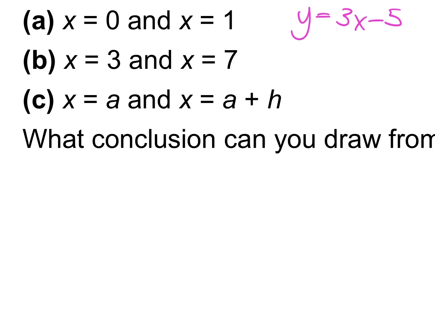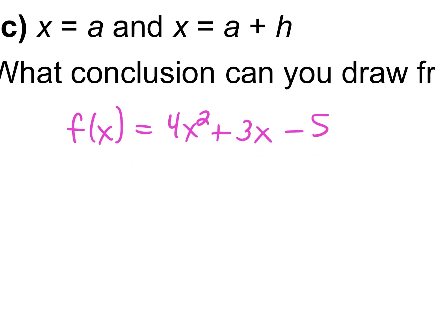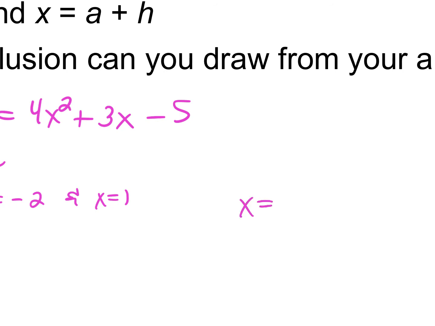So let's change this. Let's change our function to f of x equals 4x squared plus 3x minus 5. I want to find the average rate of change between, let's do x is negative 2 and x is 1. And then we'll do it between x is 3 and x is, I don't know, 5.